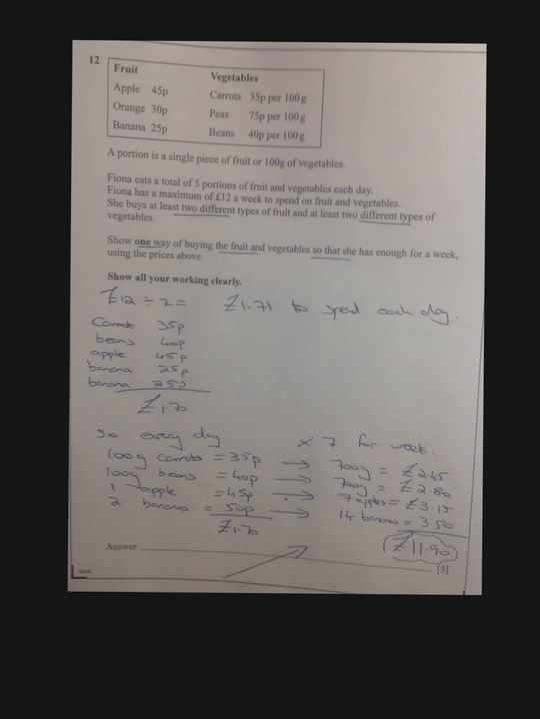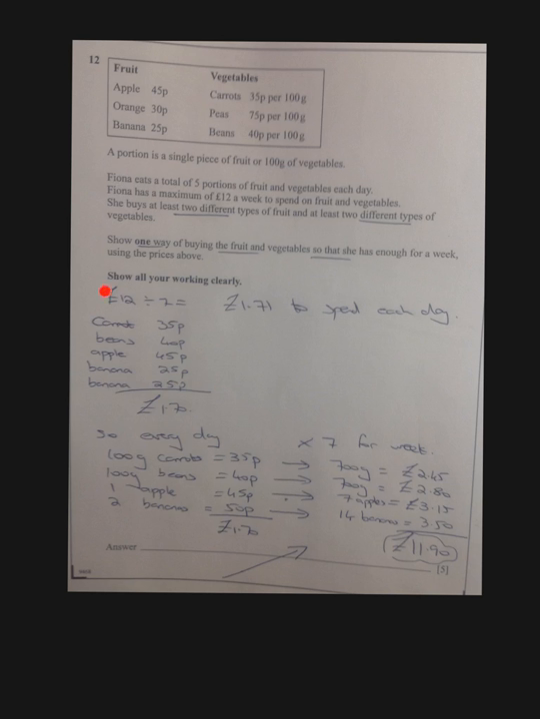Okay, the last one is a big 5-mark question, a lot of reading in it, so let's cut through it. So you've got fruit and veg, fruit by themselves and veg sold per 100 grams. Fiona eats a total of 5 portions of fruit and veg each day. So between this, she eats 5 fruit and veg a day. She's a maximum of £12 to spend a week, and she buys at least 2 different types of fruit and 2 different types of vegetables. Show one way of buying the fruit and vegetables so she's enough for a week.